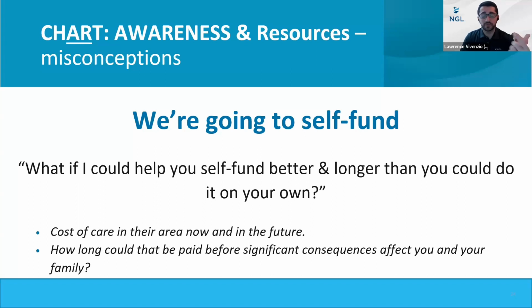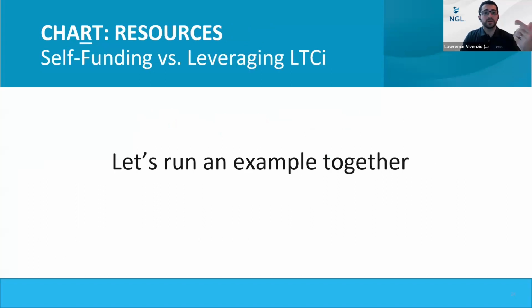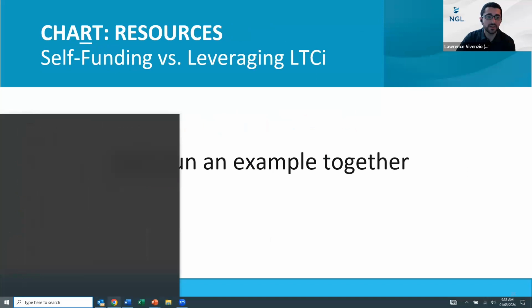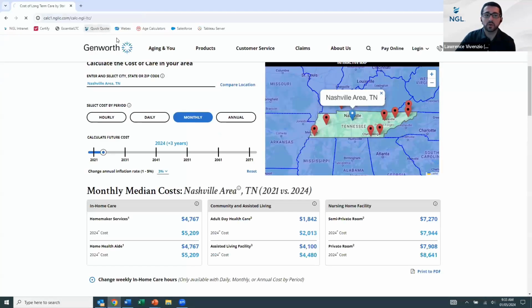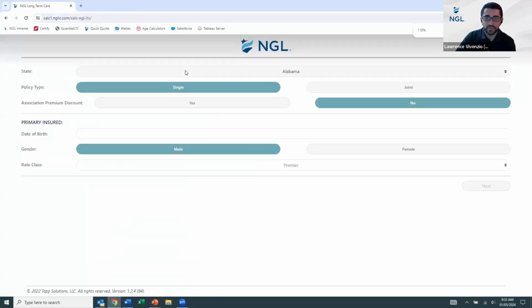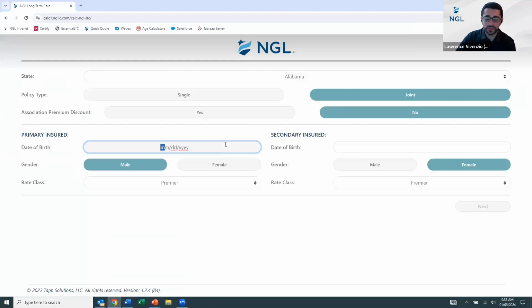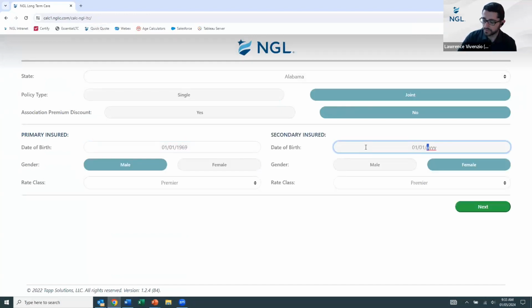And here's the other way to address self-funding, right? Self-funding versus looking at a plan. Here's where I'm going to get a little product specific for a very short period of time. And this is your R. We're talking about resources here in the self-funding conversation, right? So I am going to go to our quick quote calculator, and I'm going to run an age nearest 55-year-old couple.